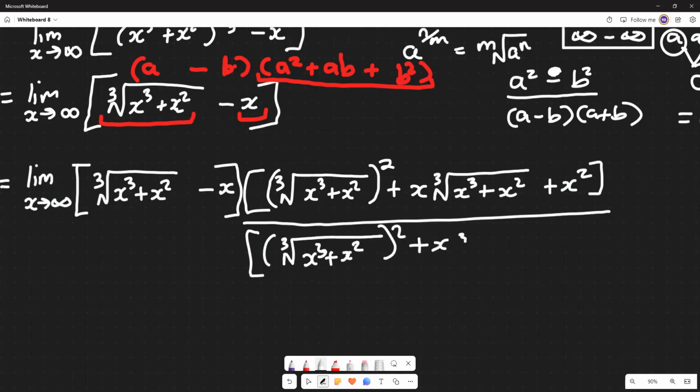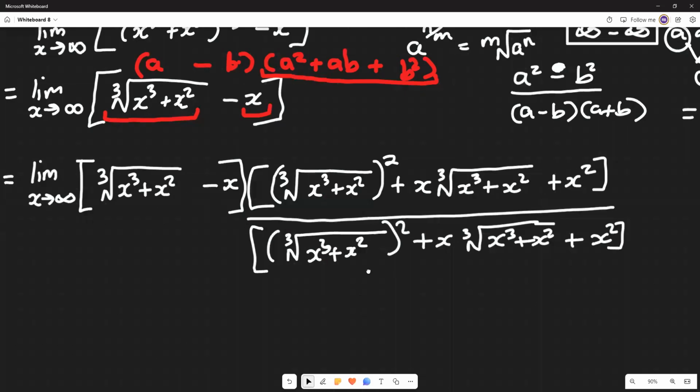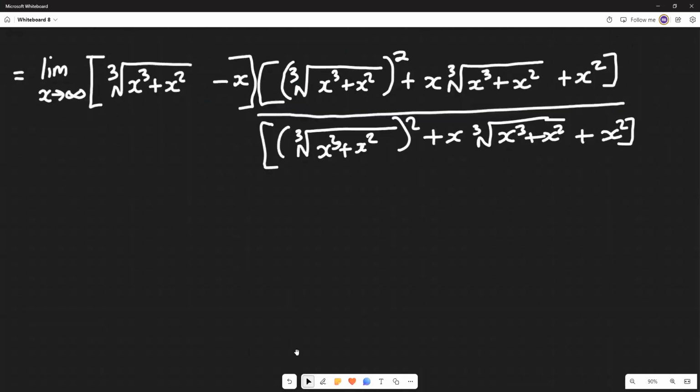Plus x times the cube root of x cubed plus x squared, plus x squared. If you were to cancel here, they will cancel each other. So we just multiply our original expression by 1, so we're not changing the meaning of the equation. Okay, so let's proceed.